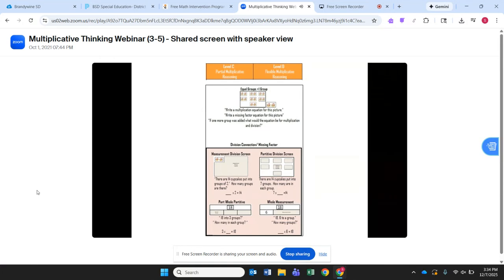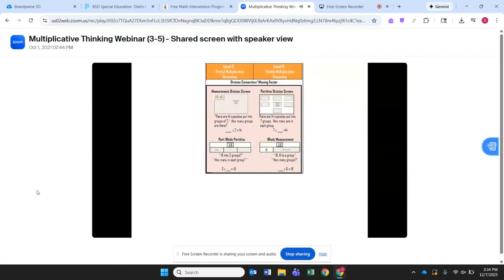But level D, once they can do those things, this is huge. And it's called the division connection or the missing factor. What this has to do with is, they're not going to start doing division problems. They're going to start actually giving multiplicative situations with missing information, and they're going to have to write not a division equation, but a multiplication equation matching the scenario with missing factors. And this will be how we work on the bridge to division.